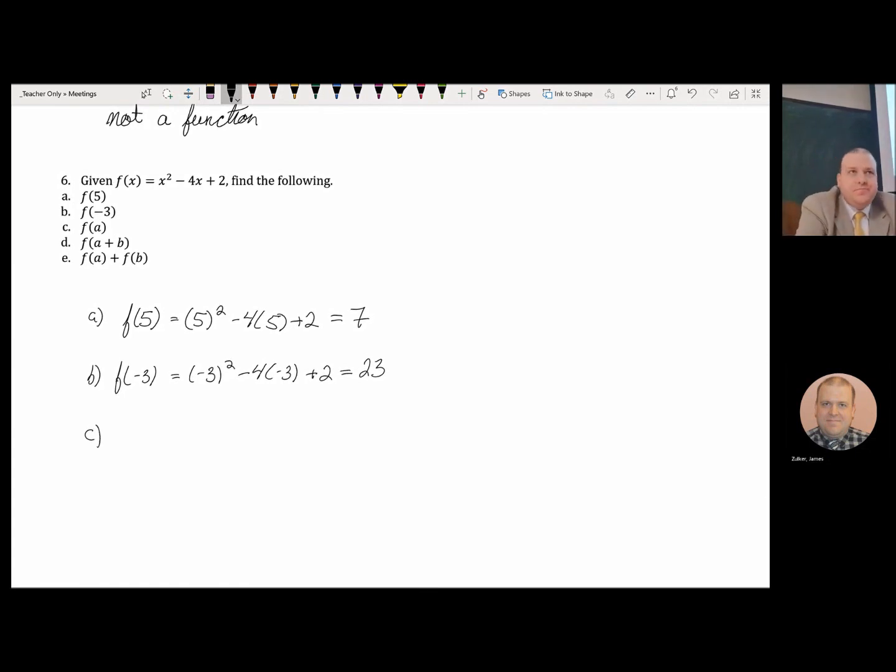It also works for variables. Right? f of a, where a is just some value, right? It's an arbitrarily chosen value. It's the same rule. Everywhere you see an x, replace it with a. a squared plus 4a, or plus, no. a squared minus 4a plus 2. That cannot be simplified. So just leave it.